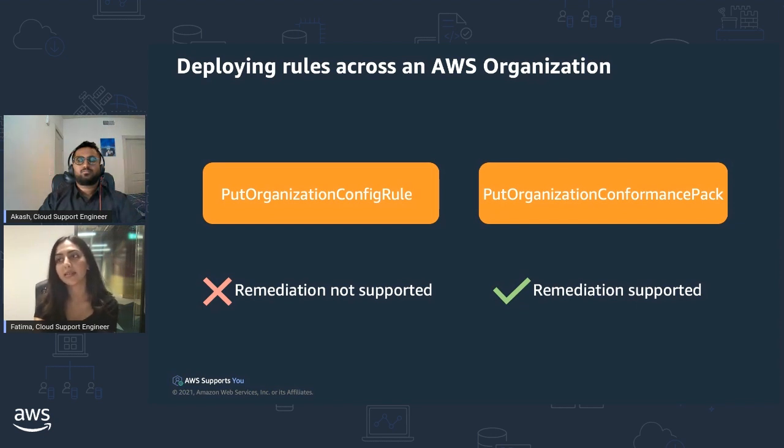These APIs are currently not supported by the AWS Management Console yet, so you do have to use a CLI or SDK to call these APIs. And at the moment, these two APIs are not supported by all AWS regions. So we do have document links for you to double check the region support for AWS Config rules and region support for conformance packs.